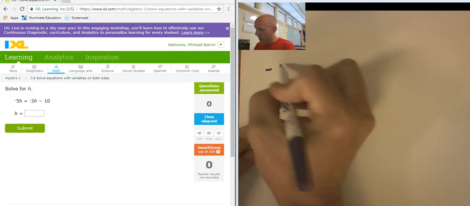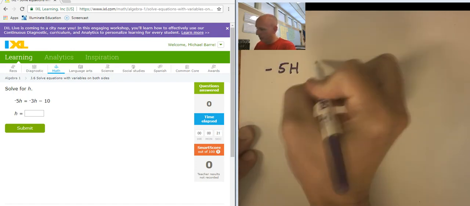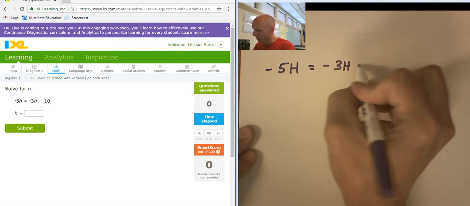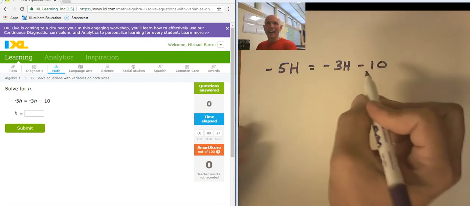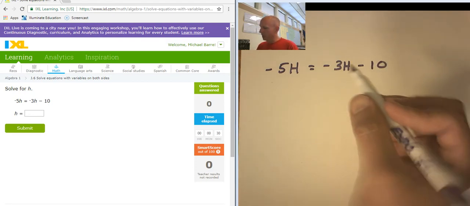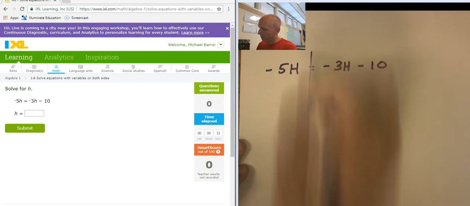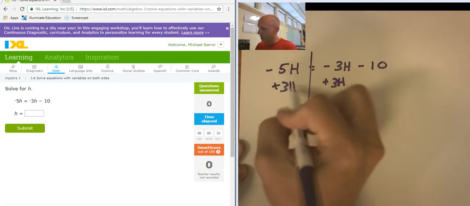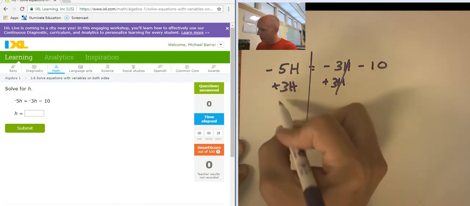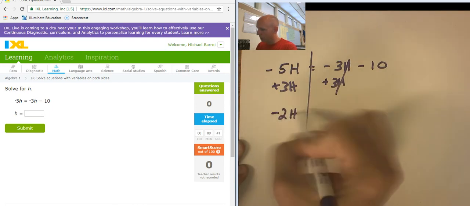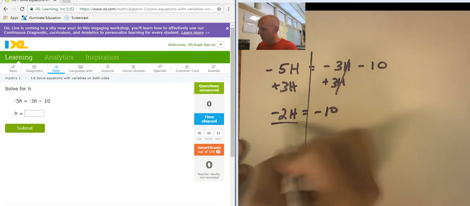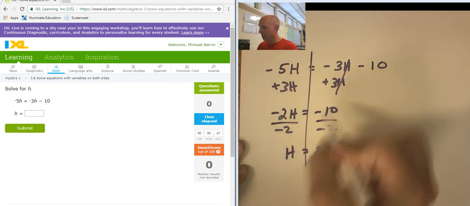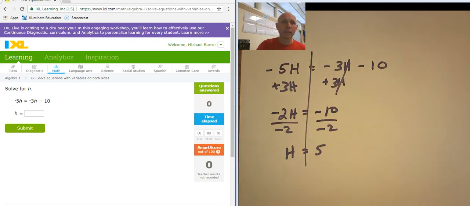So I have negative 5h equals negative 3h minus 10. I like to get all my variables usually on the left side, so I'm going to add 3h to both sides. That's going to get these guys to cancel out. So now I have negative 2h equals negative 10, and dividing both sides by negative 2, h equals, what's that, 5? A negative divided by a negative is a positive, so I'm at positive 5.